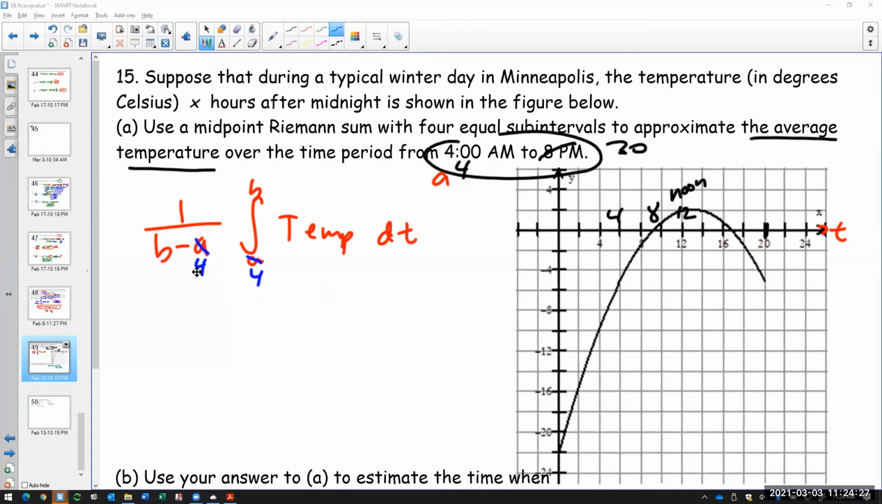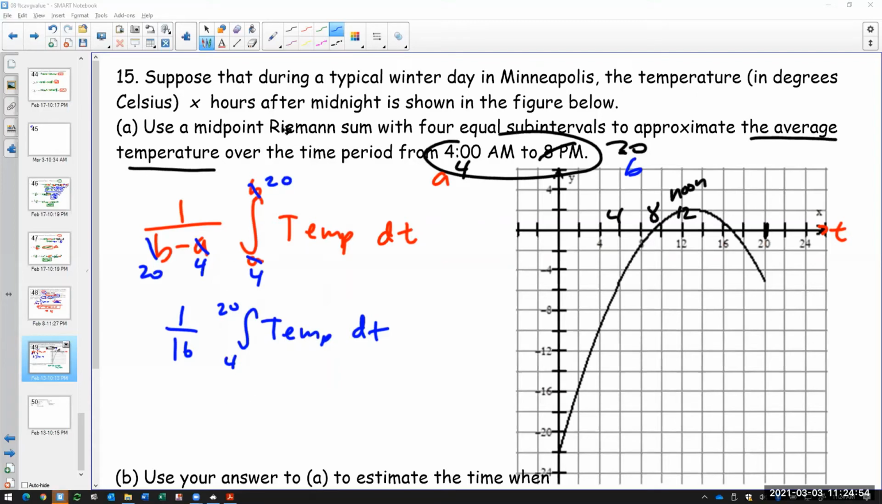You've got to keep it consistent. And if I say my b is 20, then make this 20 and make this 20. So what I end up getting is 1 over 16 times the integral from 4 to 20 of the temperature dt. If I could figure this out, then I will have the answer to the problem. The thing is, I don't know the function of temperature. There's no equation that I can put in here.